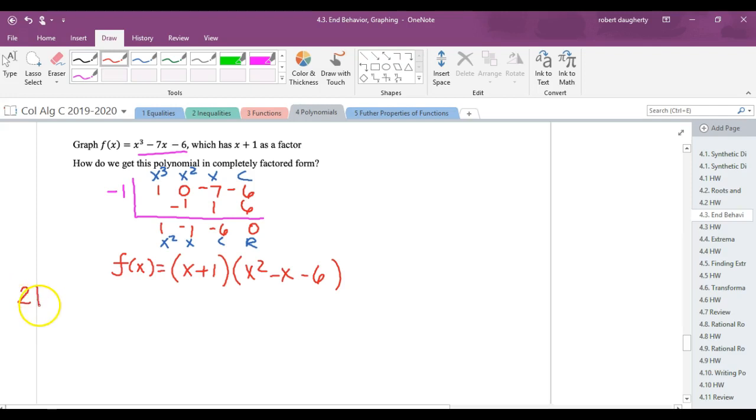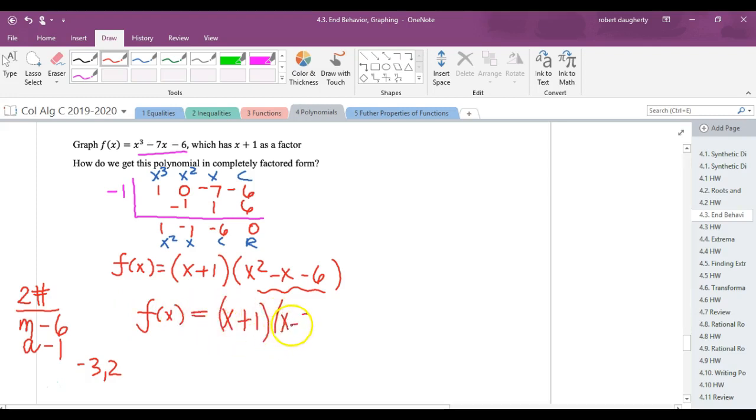So I need two numbers with the magical, mystical properties that they multiply to -6 and they add to -1. You've done this long enough to know those numbers are what? -3 and +2. So what is the factorization of this guy? Well, no, it's x minus 3, x plus 2. So this polynomial is x plus 1, x minus 3, x plus 2.